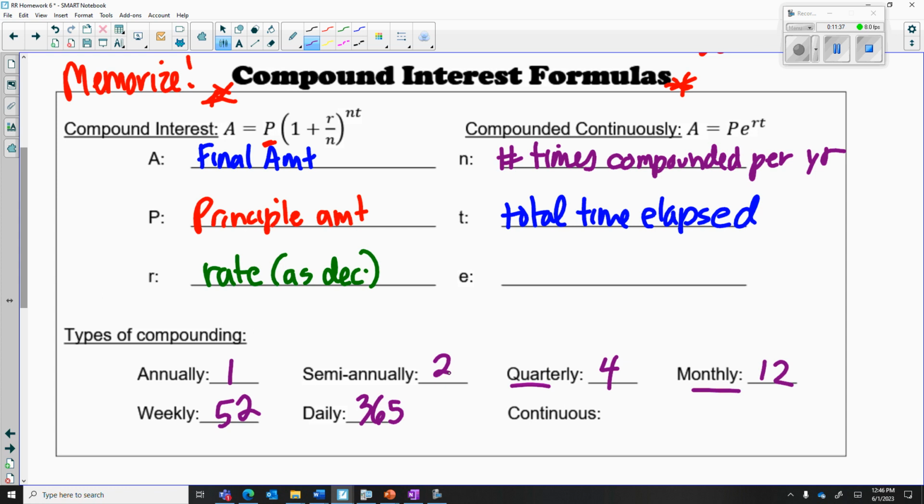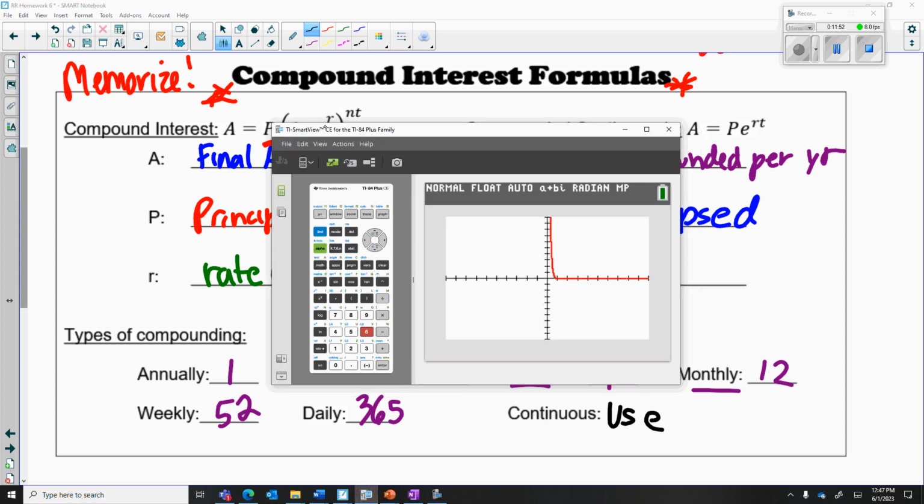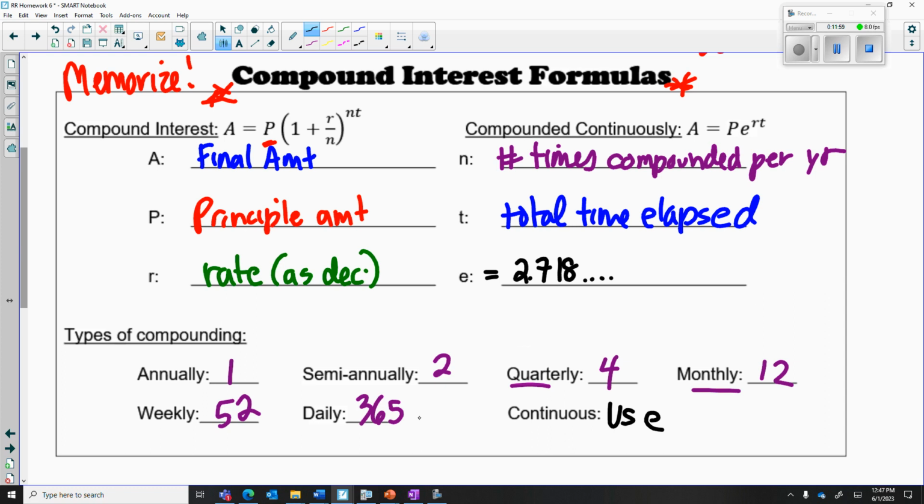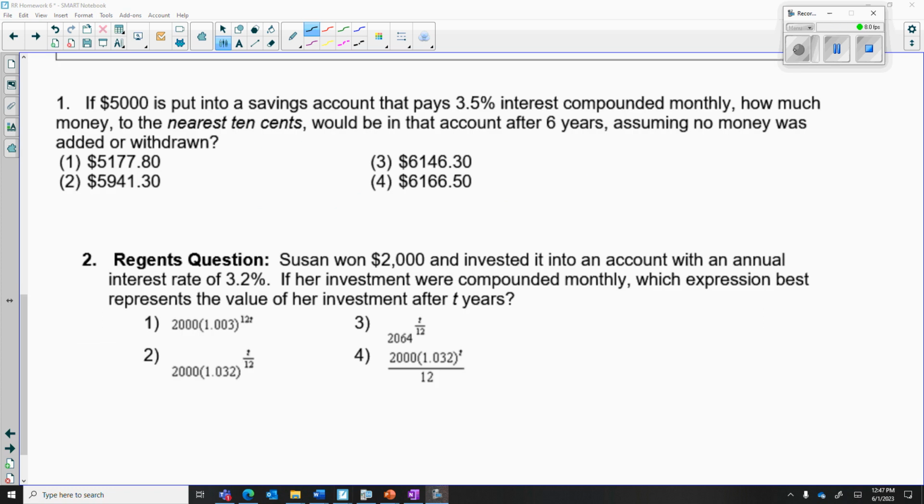If they ever use the keyword continuously, then you need to know that's actually a different formula. And that one is when you use the base E. E is equal to 2.718-ish, and that is a decimal. And remember, we can get that E button by pressing second division sign. There it is, and you see it's about 2.718. Okay, it's an irrational number. And if you ever see that keyword continuously, then you're not going to use that 1 plus r over n to the nt formula. You're going to use PERT. A equals PERT.